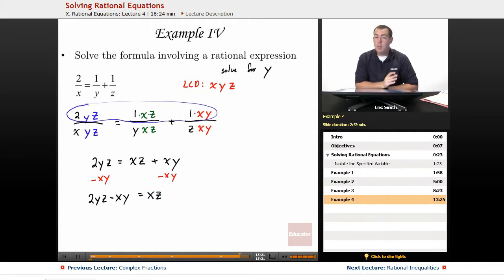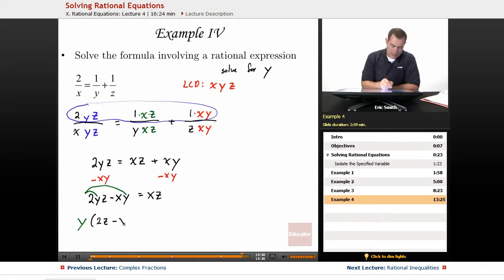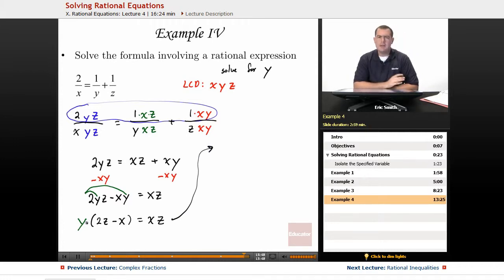Okay, now we can actually factor out that common y, that way we only have one y to deal with. So let's go ahead and factor out that common y out front. So y, and then left over we will have a 2z minus x. Alright, we are almost home free with this one. To get the y completely isolated, let's finally divide both sides by that 2z minus x.